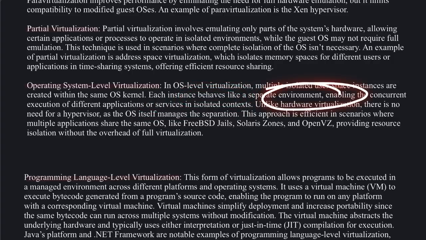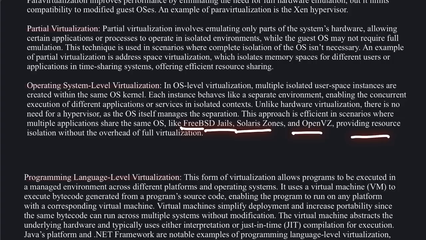Unlike the hardware virtualization, there is no need of hypervisor here, because the operating system will itself manage the separation process and execution of the instructions. This approach is efficient in scenarios where multiple applications will share the same operating system. For example, FreeBSD jails, Solaris zones, or OpenVZ will provide resource isolation without the overhead of full virtualization.